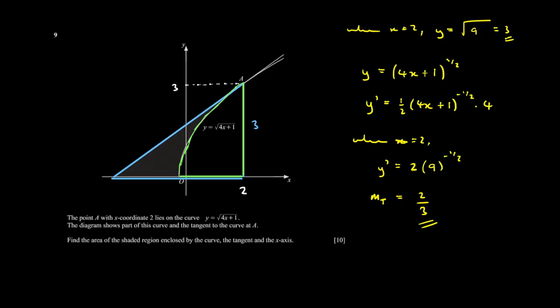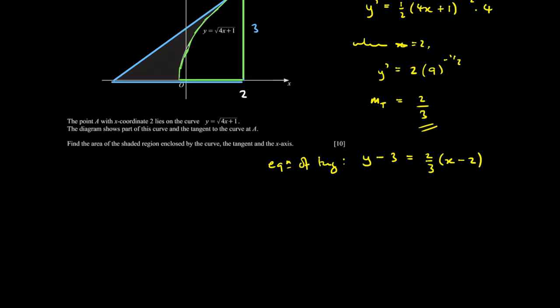Okay, so now we've got the gradient of the tangent, and we know the point A that the tangent line goes through, so we can use the equation of the line: y minus y1, which is 3, is equal to m, 2/3, times x minus x1, which is 2. So that is the equation of the tangent at A. And why did we find that equation again? Because we want to find the x-intercept, so we're going to find the x-intercept now.